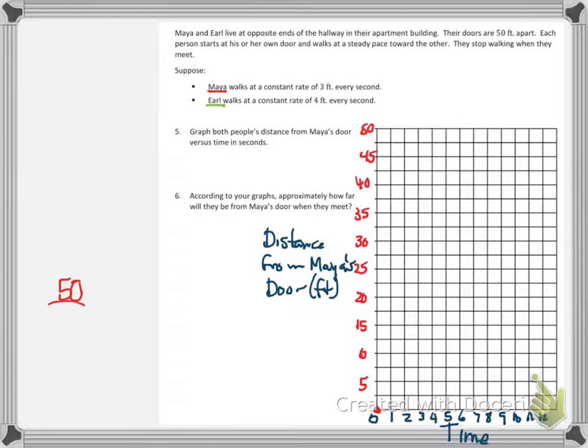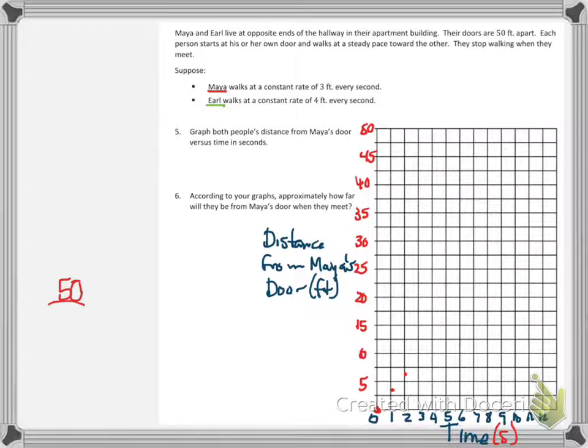So back to Maya. She is going to walk away from her door. Oh, so that distance away from her door is going to be getting bigger. And that's going to be 3 feet every 1 second. So 3 feet in 1 second is going to be, I don't know, about right there. After 2 seconds, this is in seconds, she'll be at 6 feet. So that's going to be about there.